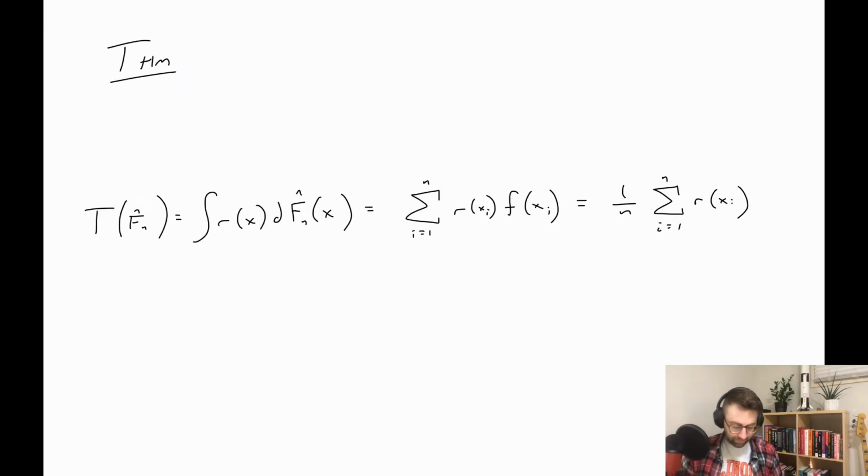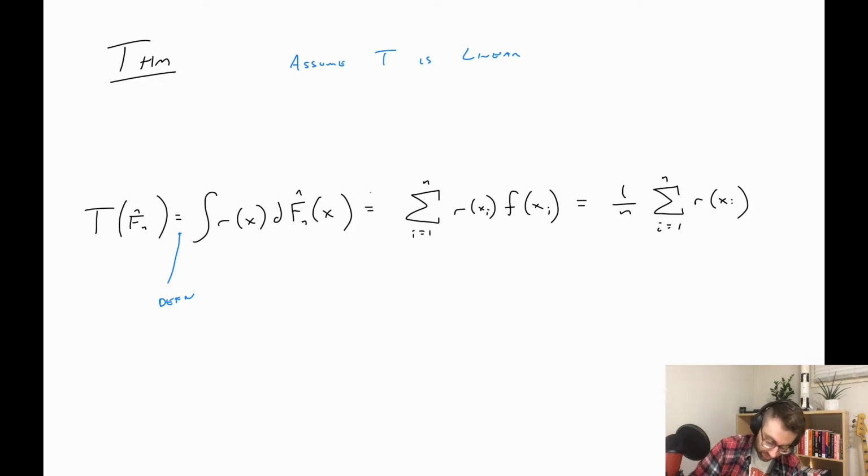So let's have a look. Here we're going to assume T is linear. Let's say we apply a linear functional to an estimated distribution. Then this is just by definition, because it's a linear functional, it has to follow this format, where it's the integral of some r of x d, and in this case, f hat of x.